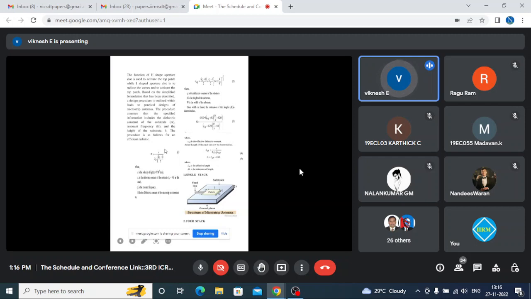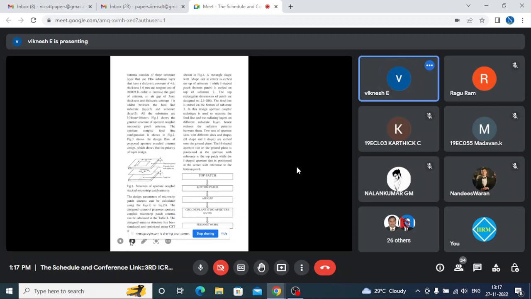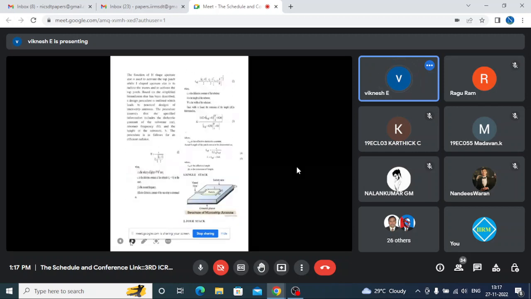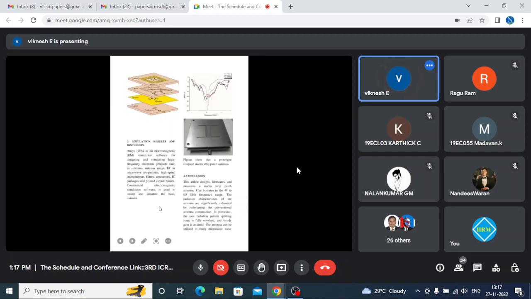These are the equations used for calculating the frequency of the microstrip antenna. In the single stack, we can see the feed, substrate, patch, and ground plane. In the 4 stack, by using the single stack, we use 4 layers. This is the figure of the image of the microstrip antenna.